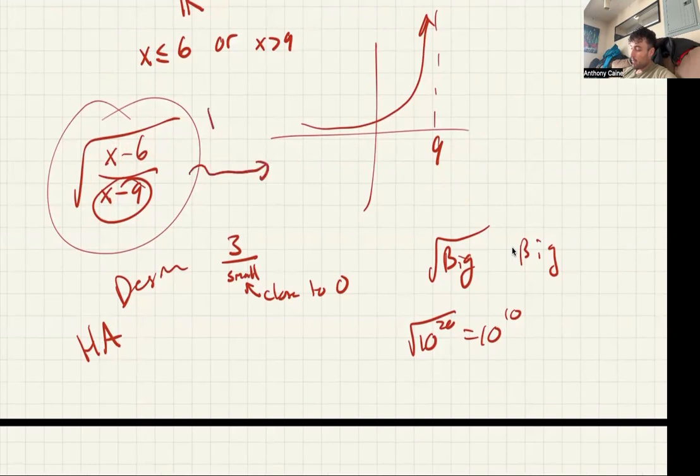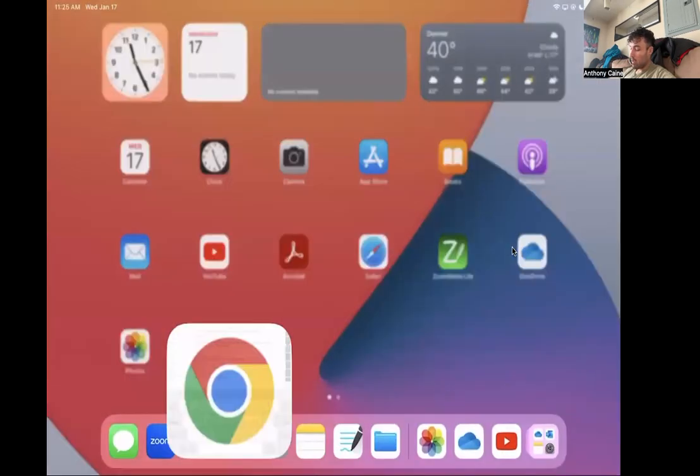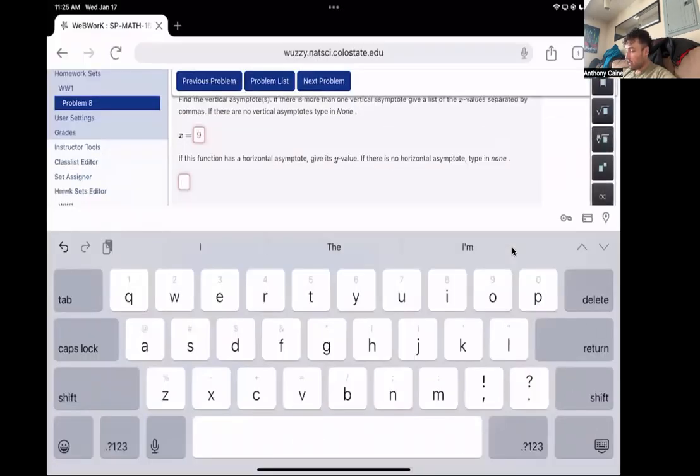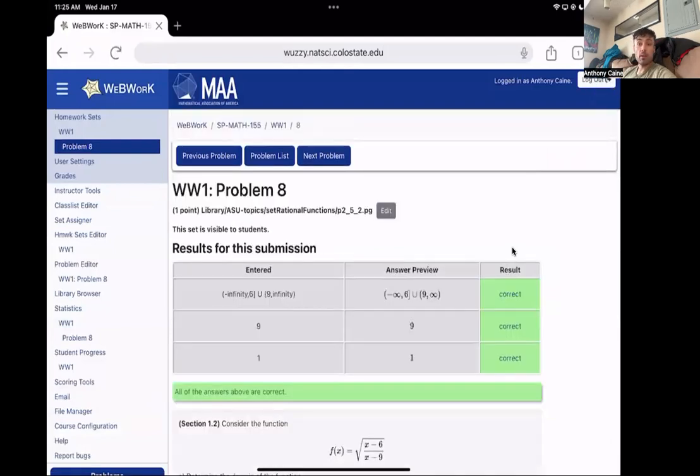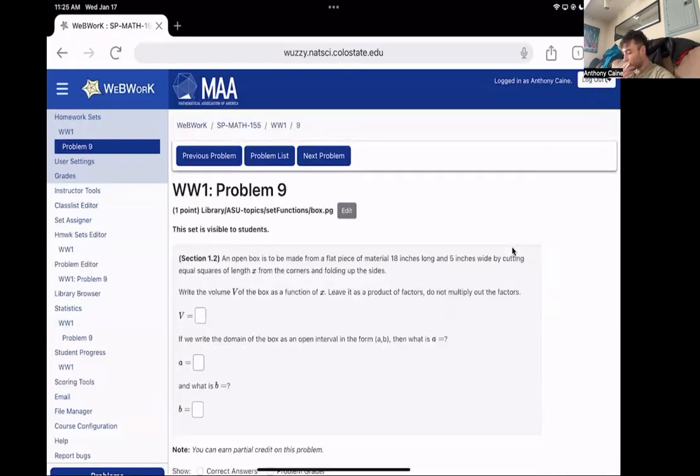This is for huge, huge x, for all intents and purposes, taking away 6 or taking away 9 doesn't matter. So this expression looks like x over x. That's 1. And the square root of 1 is still 1. So now we know our horizontal asymptotes. Do I have to say x equals or y equals type 1? All right, let's just see what happens if I enter 1. All right, submit. There we go. Sweet. All right, let's go to the next problem.